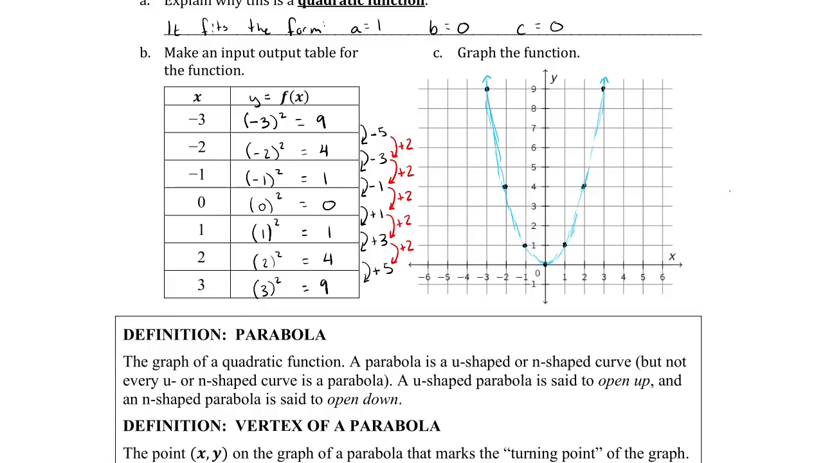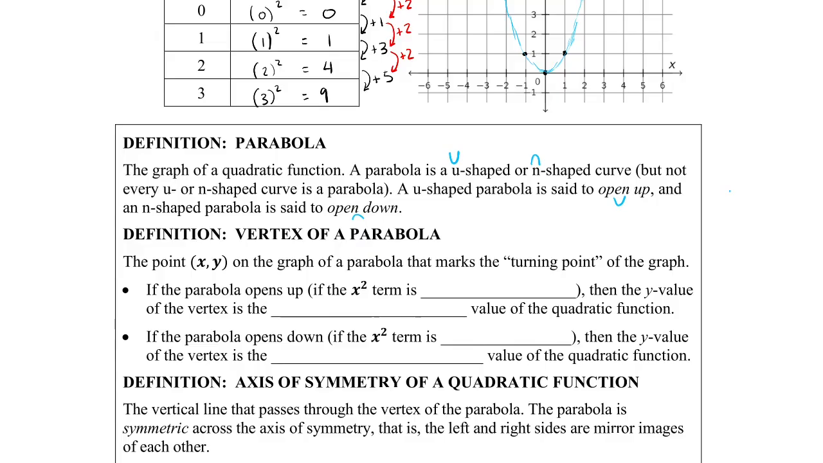Now, a parabola might be U-shaped, or it might be upside down. It might be N-shaped. The U-shaped parabola is said to open up. The N-shaped parabola is said to open down. There's a special point on a parabola called the vertex. The vertex is the point where the parabola turns.